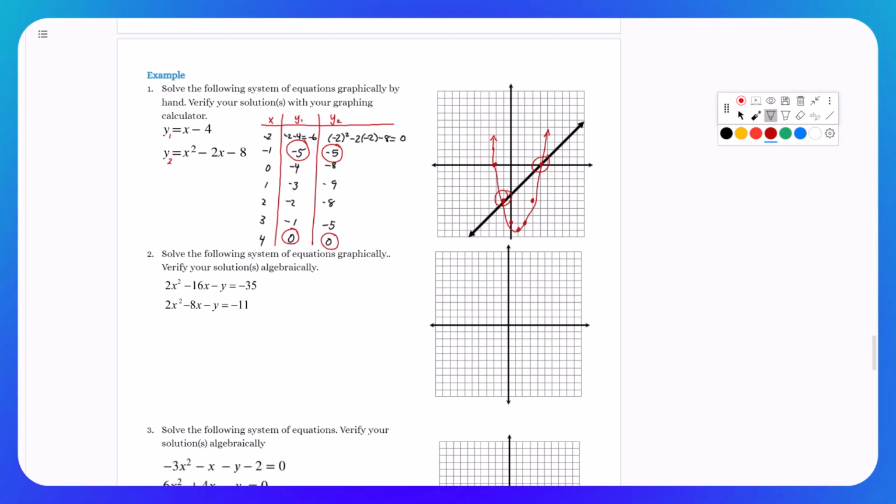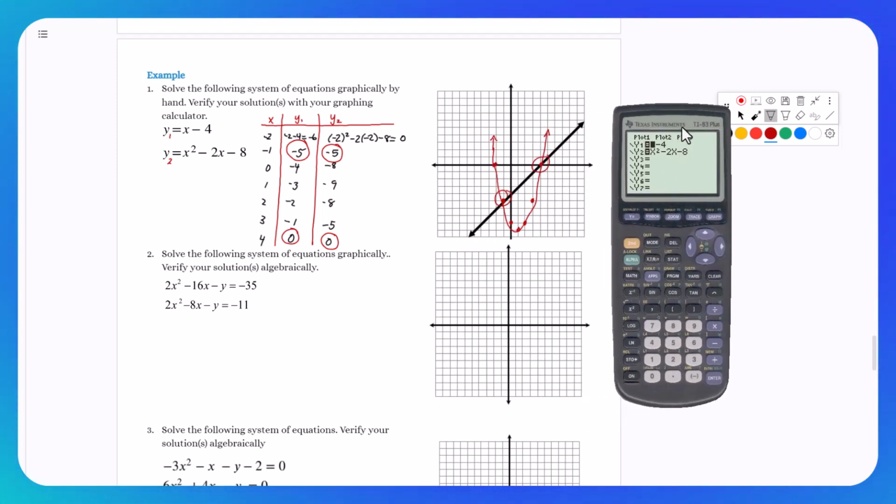Now we can definitely go ahead and verify these graphically. So let's use our graphing calculator. Put x minus 4 and x squared minus 2x minus 8 in the calculator. If you need to pause the video to do this, go right ahead. Now, when we hit graph, this is what we get. Now, it looks kind of similar. Now, we're going to find the intersection points here and here.